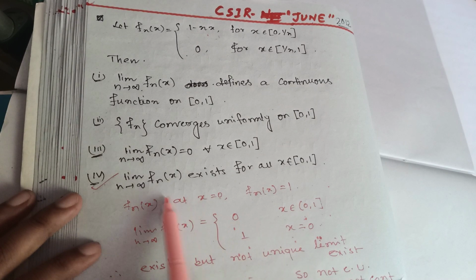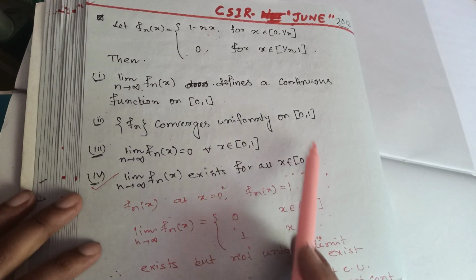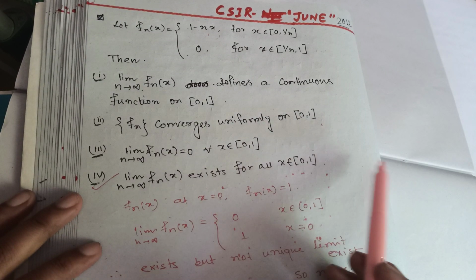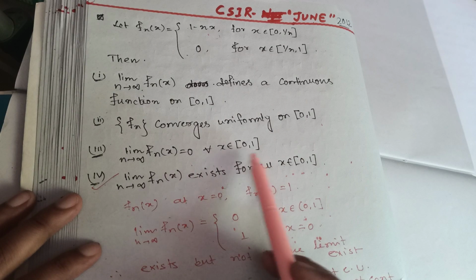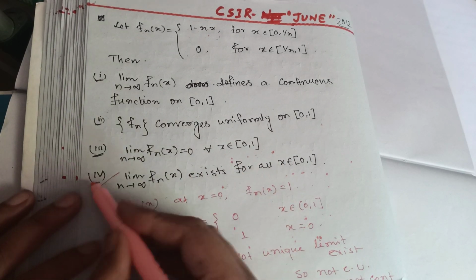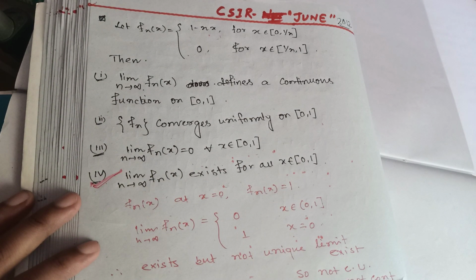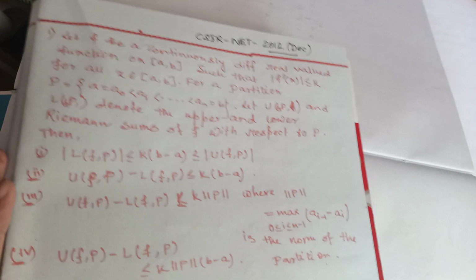So the limit exists for all x belongs to the closed interval [0, 1], but it is not continuous and not uniformly continuous, and for all values of x in the closed interval [0, 1] it is not equal to 0. So here only option 4 is correct. I hope it is clear to everyone. Okay, it's done. Now go to the next question.